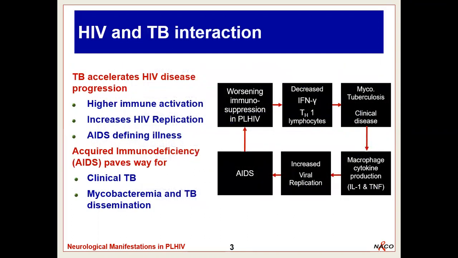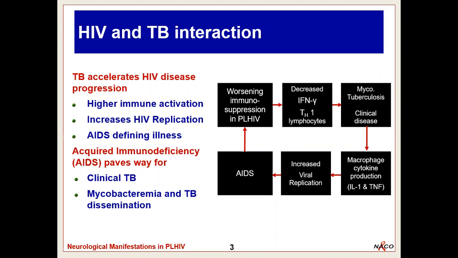So you see this in the slide. What we're talking about is the same vicious cycle that we just talked about. If you have immune suppression in PLHIV, the immune cells are decreased, there is a decreased amount of interferon gamma and helper cells, and ultimately that would lead to progression of disease, or you get the clinical disease.